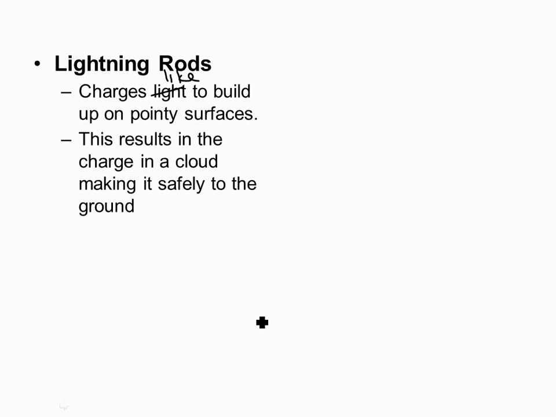If I have an object, you'll notice that we always talked about spheres. That's because spheres are the easiest shape to explain electricity in. But if I have a pointy object, it turns out that most of the charges build up at the pointy end, because they can get a little more elbow room at the pointy end.